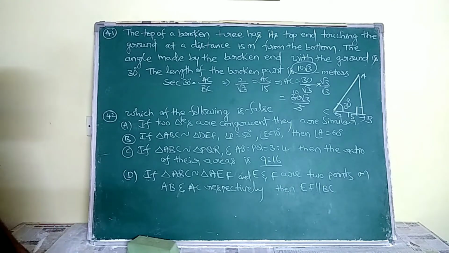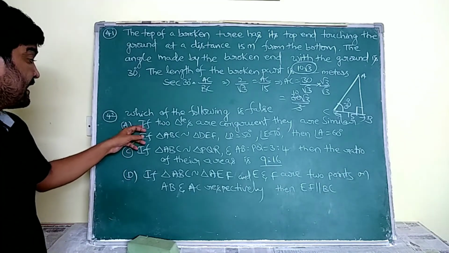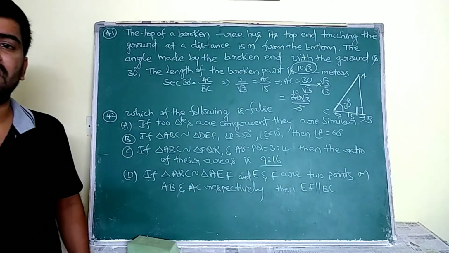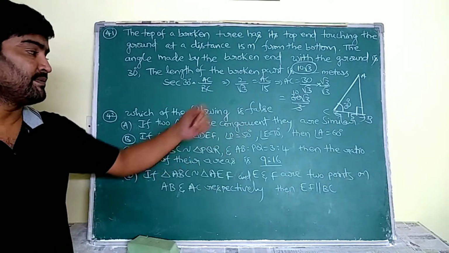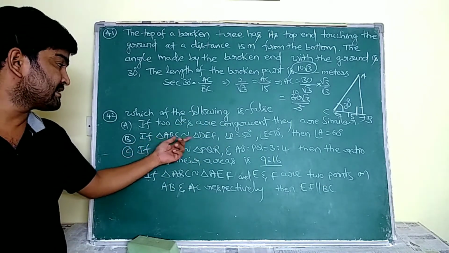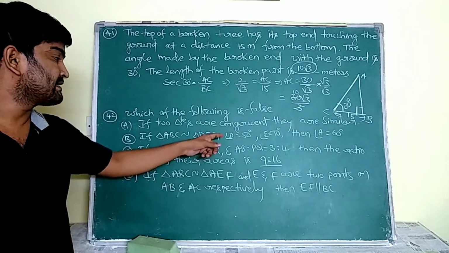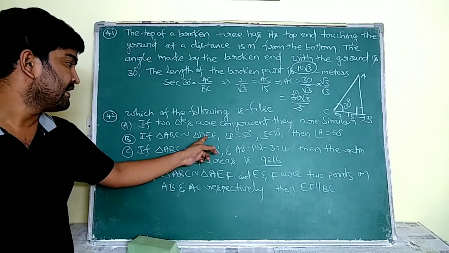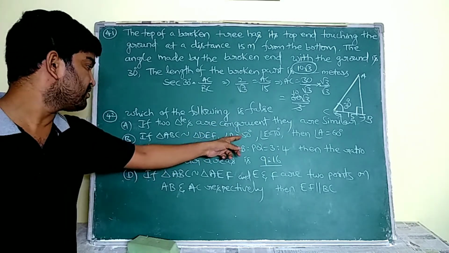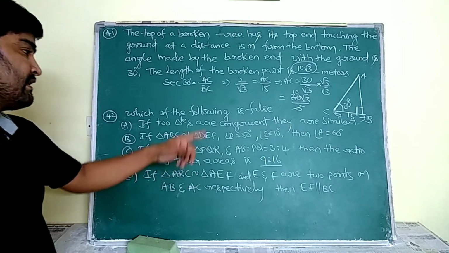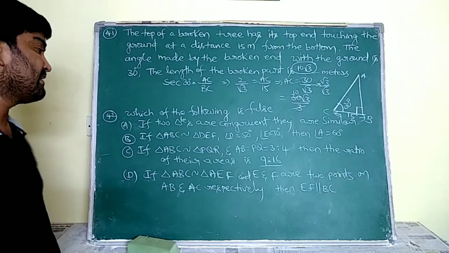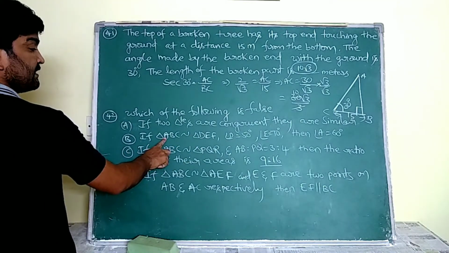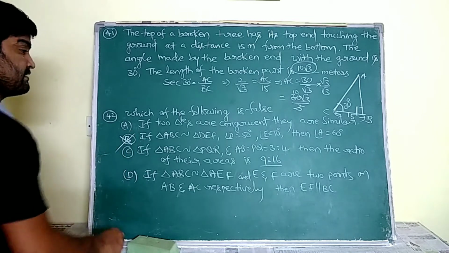Okay, now see, here in this question, if two triangles are congruent, they are similar. Yes, if two triangles are congruent, then they must be similar. Now, if triangle ABC is similar to triangle DEF and it gives D as 50 and E as 70, then if D is equal to 50, definitely A is also 50. But he gave A as 60. That's wrong. Why? Because if D is equal to 50, then A is also 50. That's why it is the false statement.